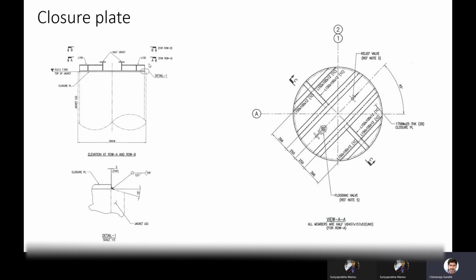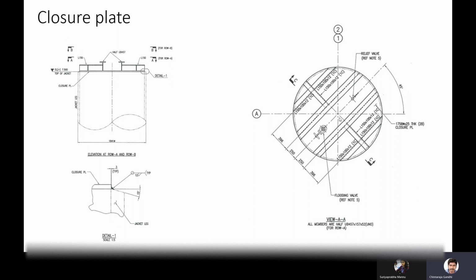For that reason, you have to put the closure plate here. If you see the closure plate, there will be one flat plate, about 20-25 thick. On top of that, some angle section or cutty section will be placed over here. Why? Because sometimes if you have this much span, the closure plate will get bent.